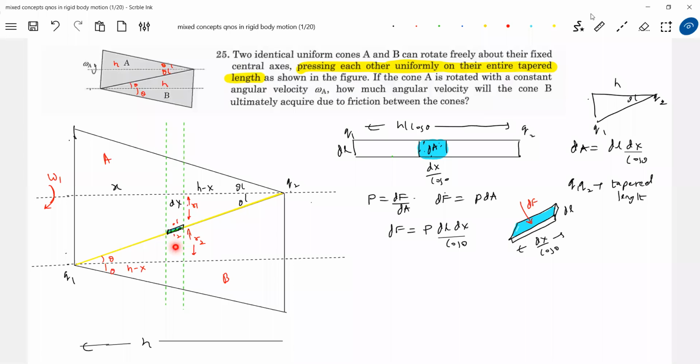I think we have discussed yesterday's problem. I just made a background. So what is the thing now? The point 1 on cone A will have velocity directed into the plane of paper. So if you want, you can define the axis.